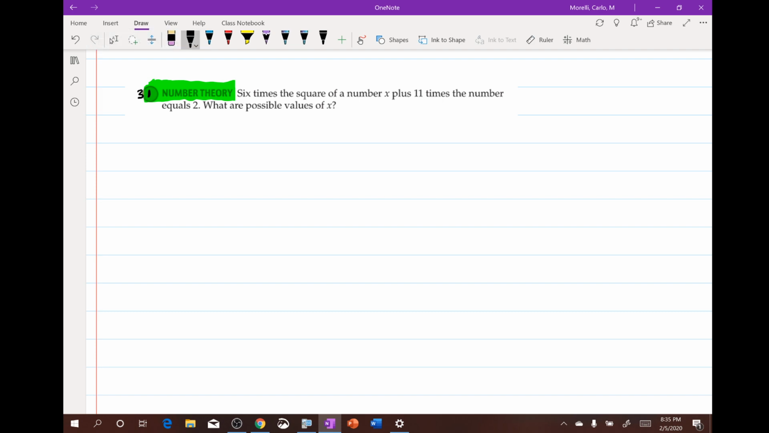All right. So here's what we're going to write. We're going to have to translate 6 times the square of a number. So what that means is 6 times the square of a number x. So that would be 6 times x squared plus 11 times the number, which was x. 6x squared plus 11x equals 2.